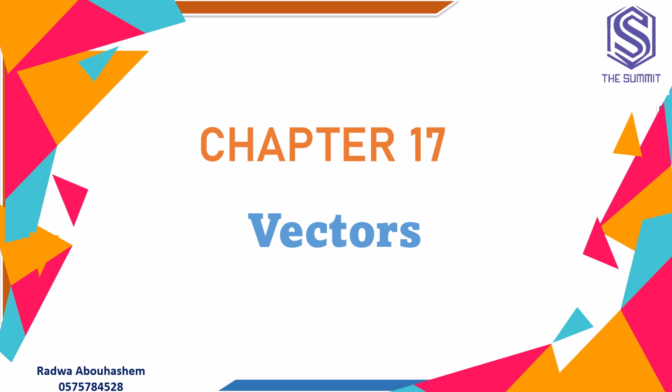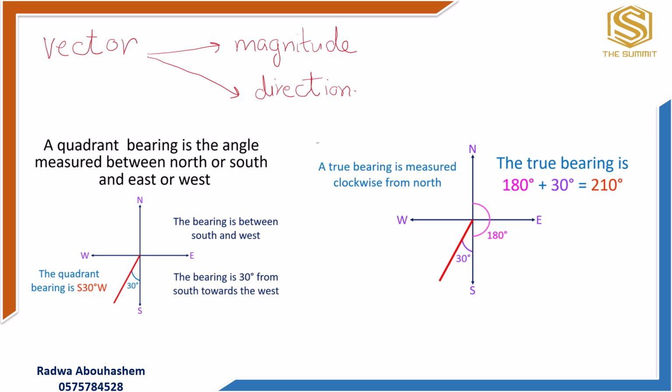إن شاء الله we're going to start with chapter 17, vectors. The vector is any quantity that has a magnitude and a direction. For example, you have the velocity. You're saying that your car is moving 20 kilometers per hour in the north direction. So here's the magnitude, 20 kilometers per hour in the north direction. So velocity is a vector quantity.